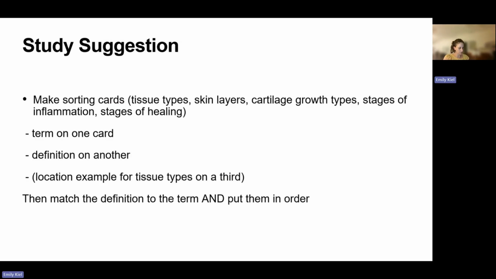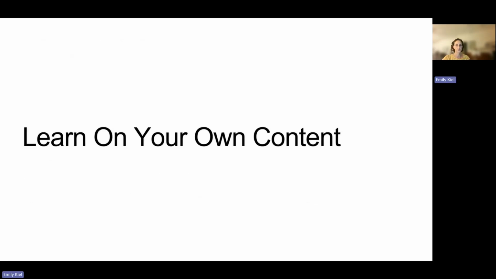So there's a couple of more things you'll want to keep track of on your own, and that's the different kinds of microscopes. We've talked about that a little bit in lab, but some study suggestions. You may want to make some sorting cards. So have, for like your tissue types, for your skin layers, especially for the skin layers, you would have your term on one card and a definition on the other. And then you might try and put them, you'd match the definition and the term and put them in order. So you kind of get double duty using your sorting cards.